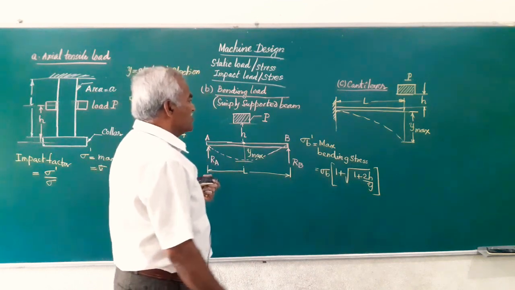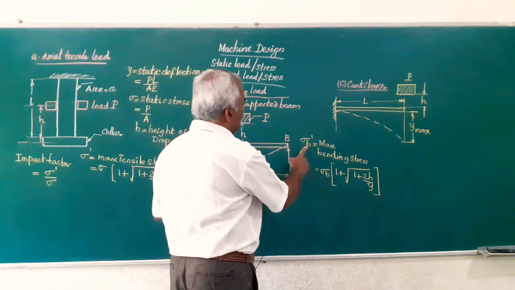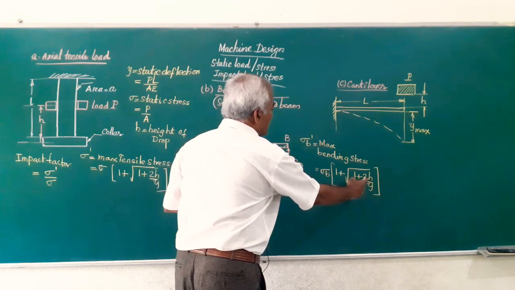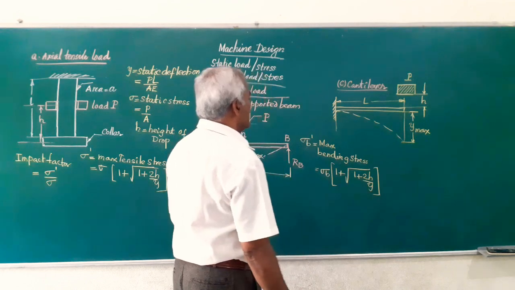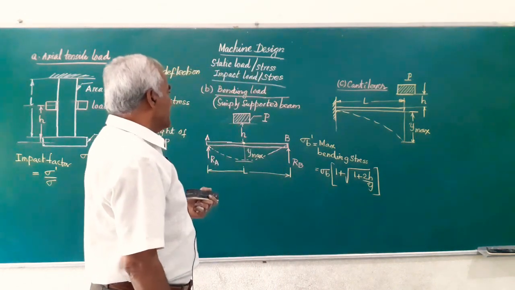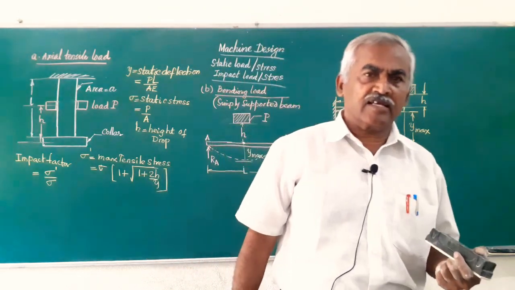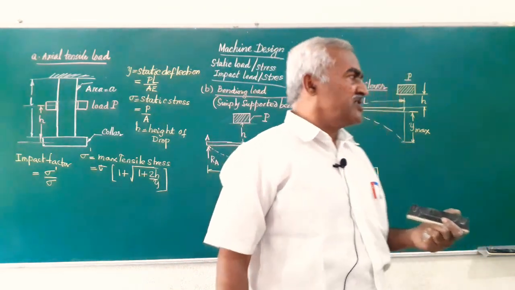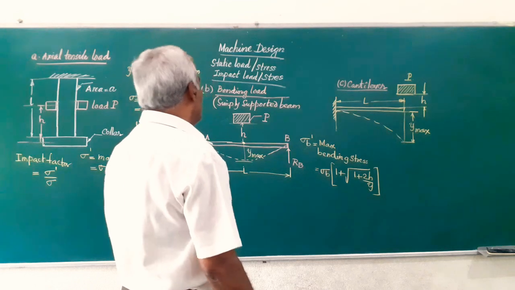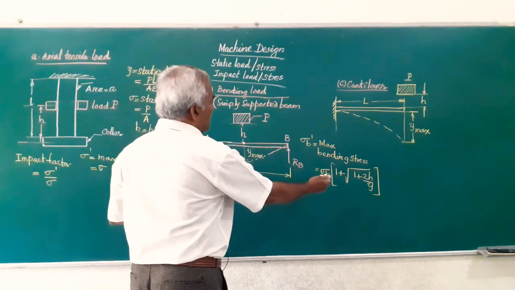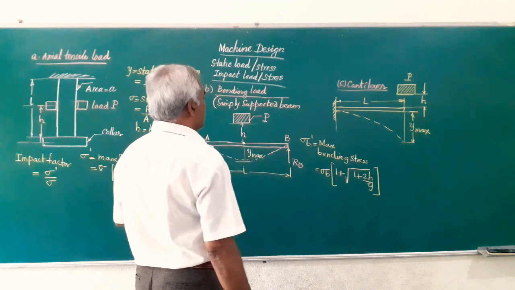Friends, here to find out this sigma B dash, we need to know what is sigma B, the height of drop and the deflection due to this load. Friends, for this, as design engineers or mechanical engineers or civil engineers, we need to know some of the basic formulae to calculate this sigma B and then the deflection, etc.